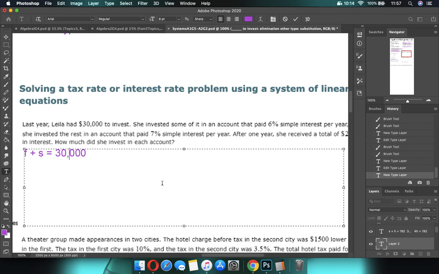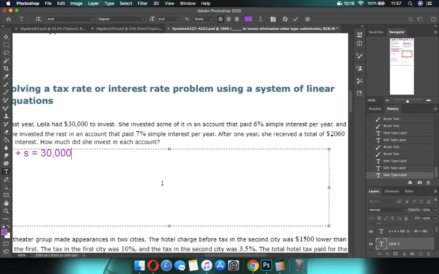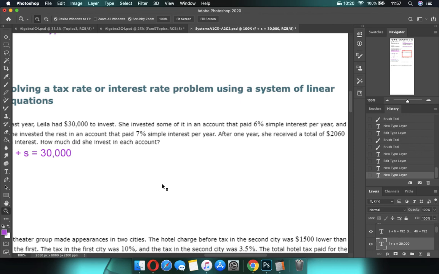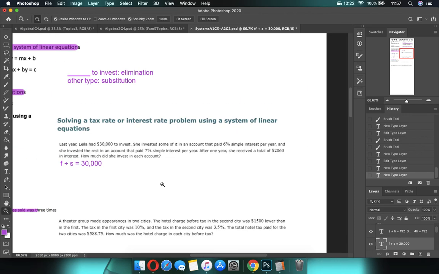30,000. Please, universe, do not make me write commas. I suck at it. All right. Next, what other information do we have? Let's zoom out a little bit. We have, actually, let me highlight this. Ms. Dubois, pay attention. There we go.